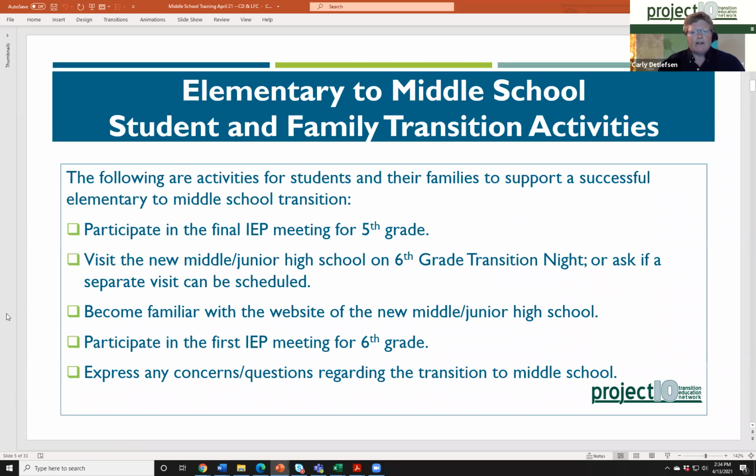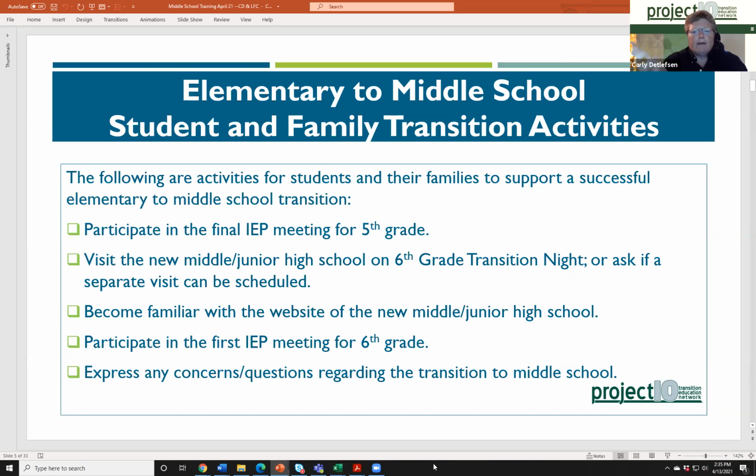So here are some activities that students and families can do to support that transition. Of course, we want our families to attend all IEP meetings, and we know that they do really well attending IEP meetings when their student is younger. As we move up to middle and high school, sometimes we start to see parent participation dwindle a little bit. But it's really critical to attend that final IEP meeting in 5th grade.